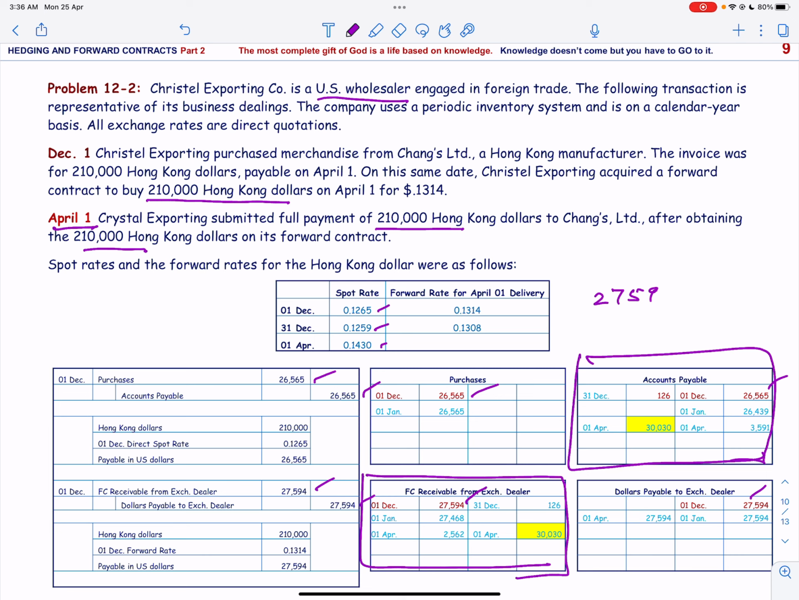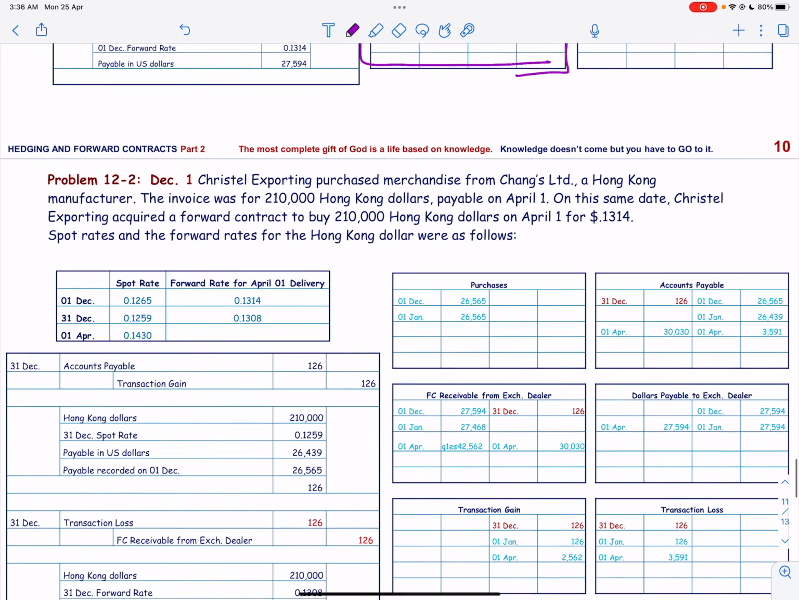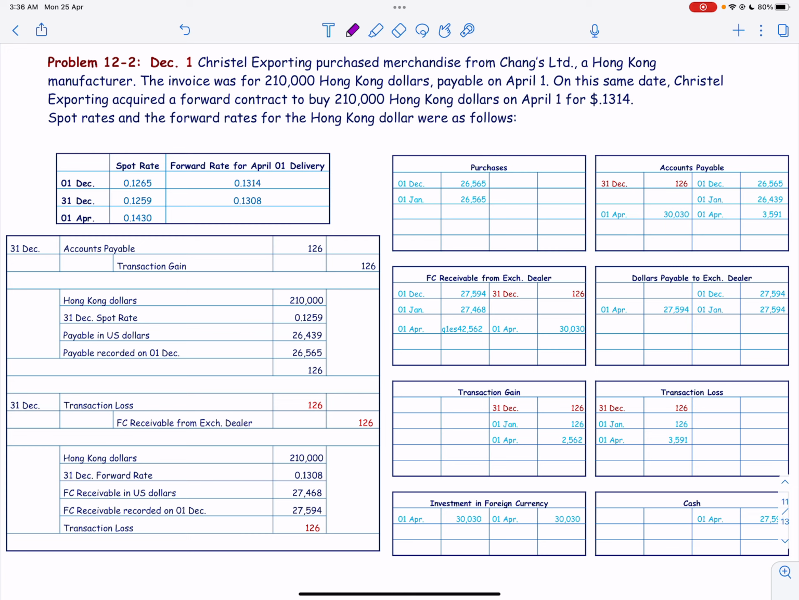Next, we will keep track of the fluctuations of the accounts payable as well as the forward contract. We will check these fluctuations on the balance sheet date as well as on the settlement date. Now, on December 31st, the spot rate is 0.1259. On 1st of December, the spot rate was 0.1265. So the spot rate on 31st December has decreased by 0.0006.